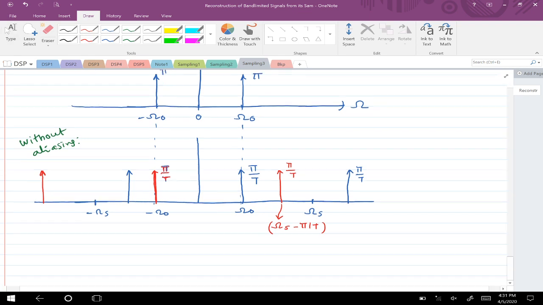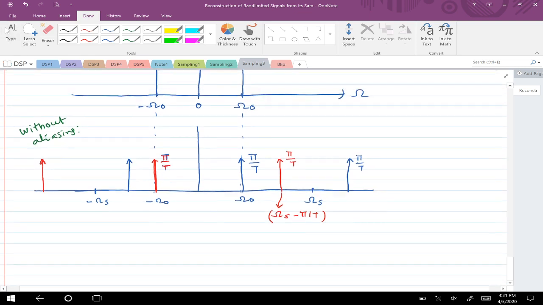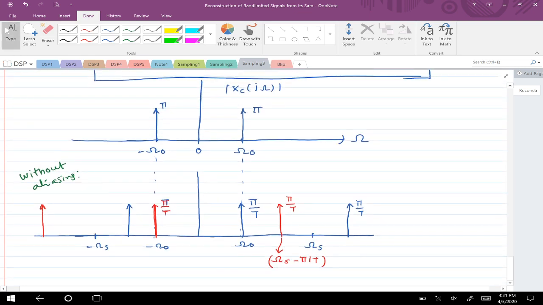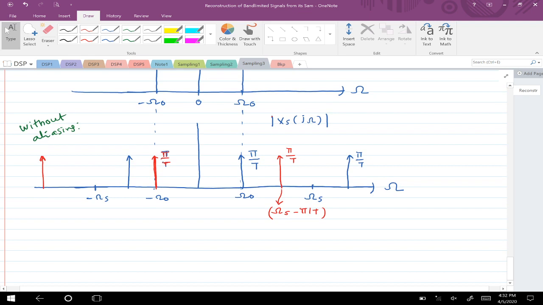Now if there is no aliasing, what would you do now? What is it that we have drawn? This is the magnitude spectrum of Xs of j omega. This is your omega. I'm skipping plotting X of e power j omega. If you want, you could do that as well.